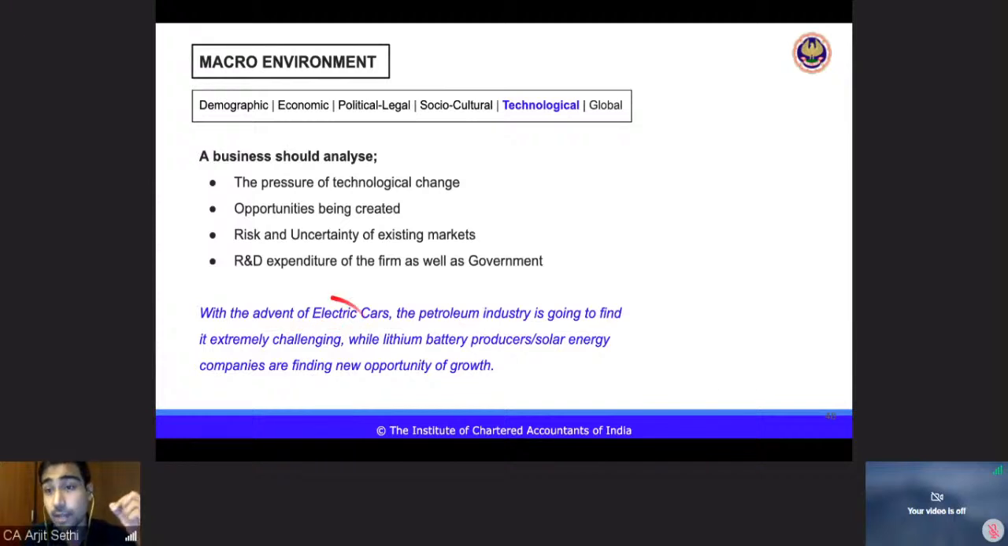So like with the advent of electric cars, now you see a lot of electric cars are coming. Even in Delhi, I was reading like 200 electric buses are coming on road in the next 2 months, right? So with more advent, even the government wanting more electric vehicles on the road, the petroleum industry is going to find it really difficult. So technology is becoming opportunity for the electric lithium battery manufacturers or the electric vehicle manufacturers, while it is becoming a threat for the petroleum industry, right? So you have to understand the technological environment from a macro environment perspective, right?